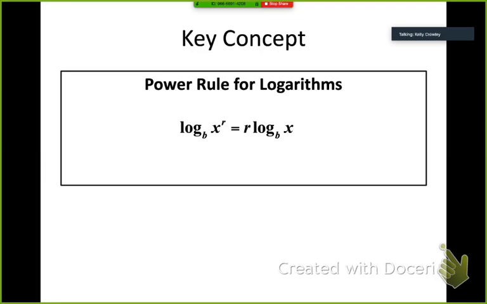So the power rule says that if you have an exponent, so if you have log of some base b of x to some power r, then what you can do is shift that exponent of r and put it in front.